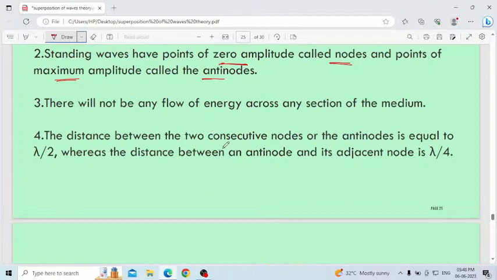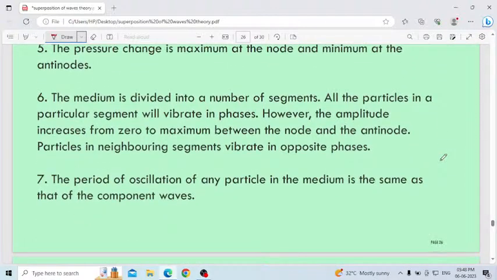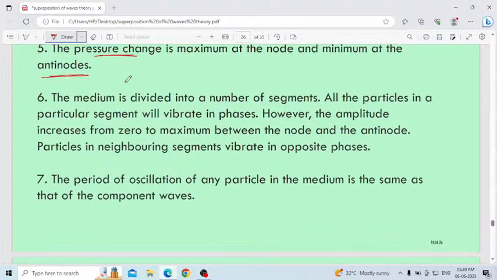The distance between two consecutive nodes or antinodes is lambda by 2. The distance between an antinode and its adjacent node is lambda by 4. The pressure change is maximum at the node and minimum at the antinode. Whether it is pressure, amplitude or displacement, it follows the same pattern.